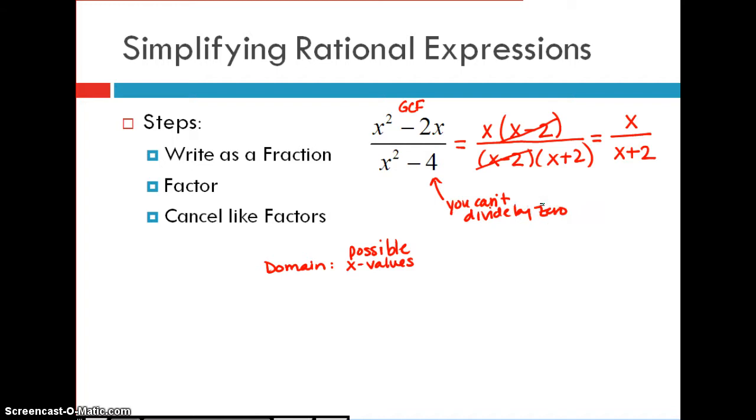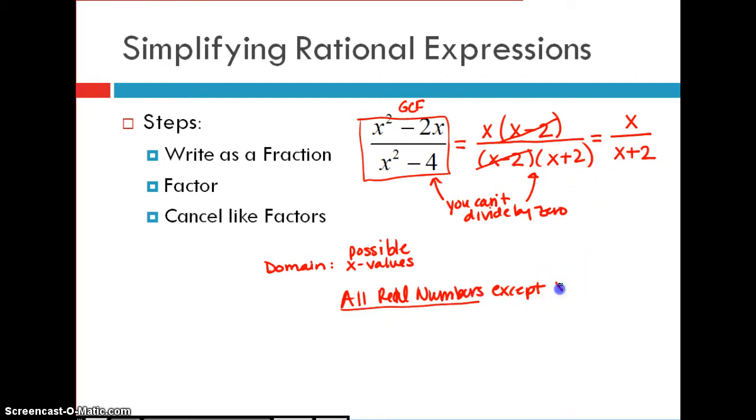And so what we said is if you're trying to figure out your domain, every number will work into this expression. You could substitute every x value in except, so the domain is possible x values, so all real numbers except the ones that make you divide by 0. And so when you look at the factored form, you say, wait, if I plug in a 2 here, 2 minus 2 is 0. 0 times this would be 0, so I'd be dividing by 0. So all real numbers work, except if x equaled 2, and except if x equaled negative 2.